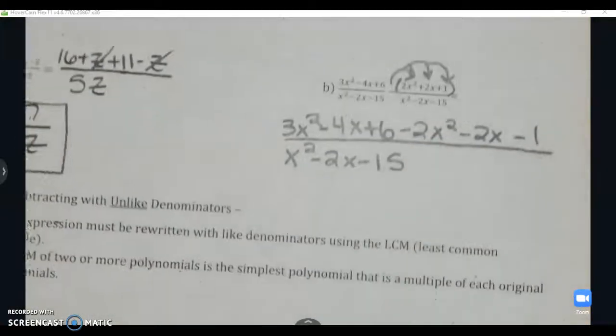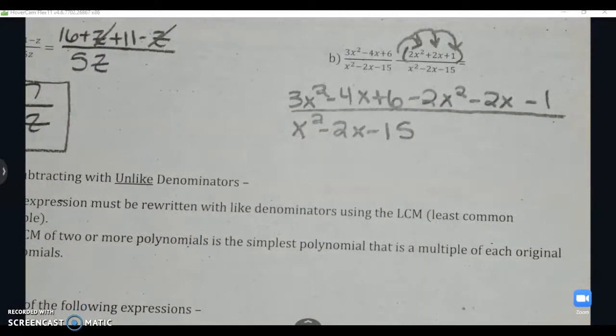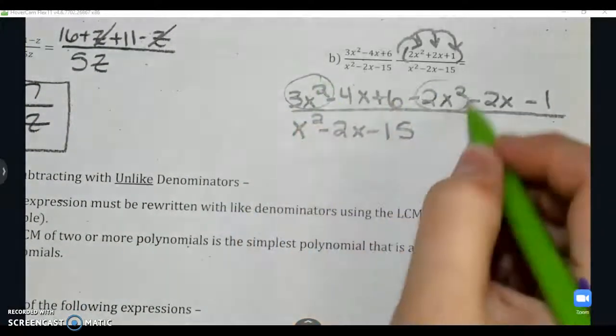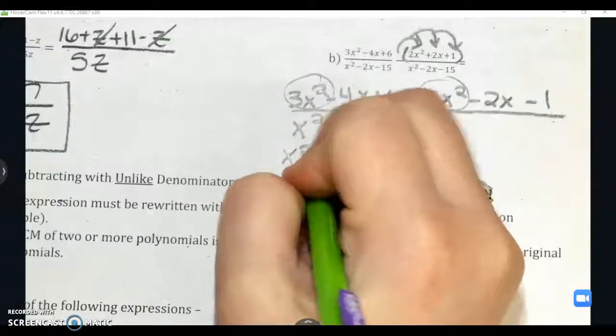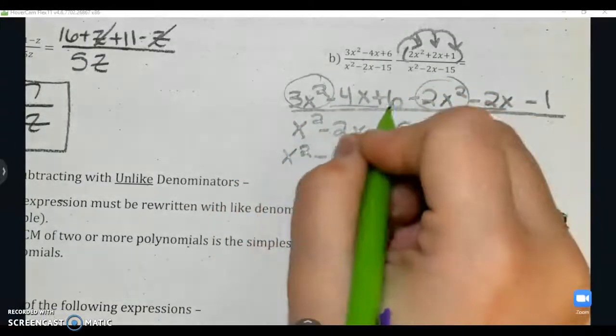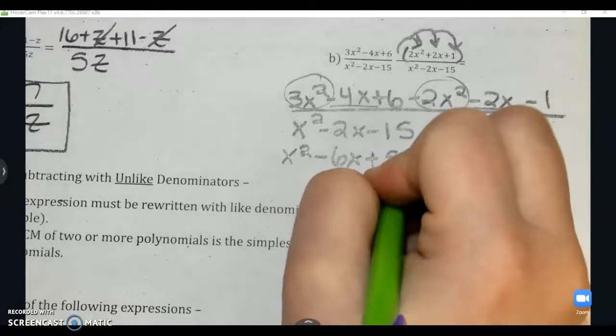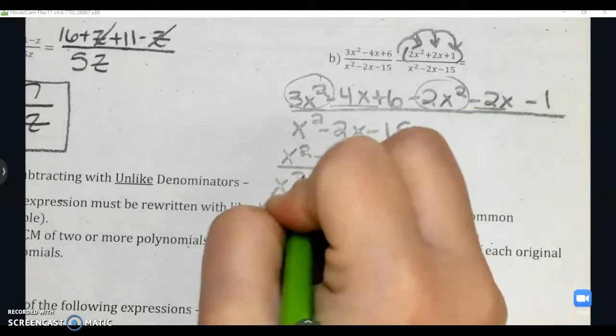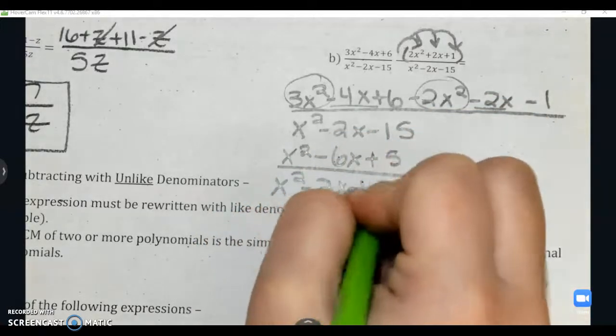All right, so let's combine like terms in our numerator. I've got 3x squared minus 2x squared. I've got minus 4x minus 2x. And I've got 6 minus 1 over x squared minus 2x minus 15.